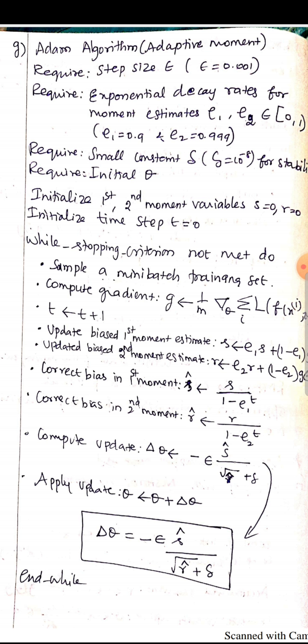Before applying it to the parameter direction, we correct the bias in the first moment with a factor of 1 minus rho 1 to the power t. As time increases, 1 minus rho 1 to the power t increases, so automatically s cap keeps on increasing at a very slow rate. Similarly for r cap. After finding s cap as well as r cap, when you apply the formula as in RMS prop, you have the same update rule, and finally we get theta plus delta theta, where delta theta is nothing but minus eta s cap divided by square root of r cap plus delta.